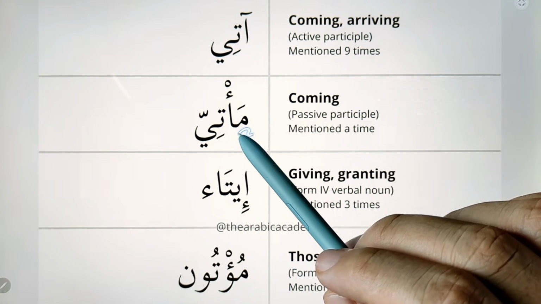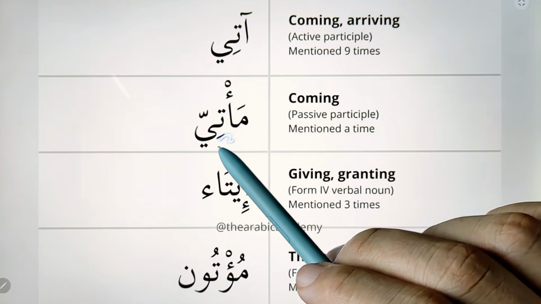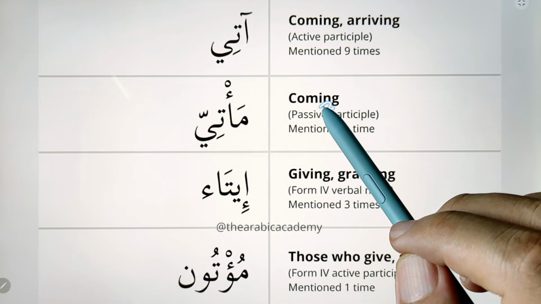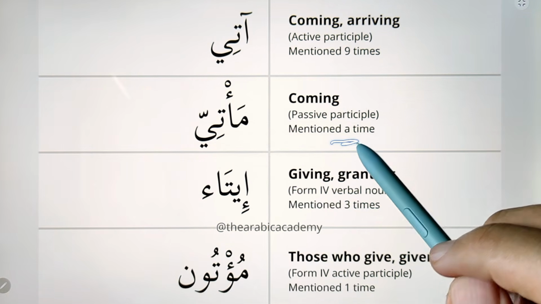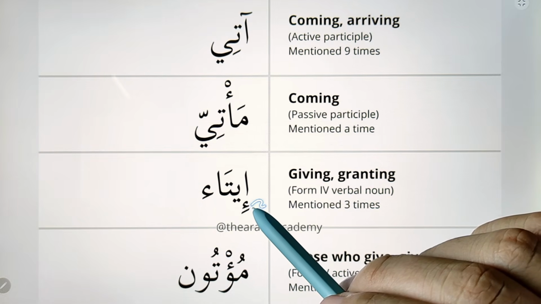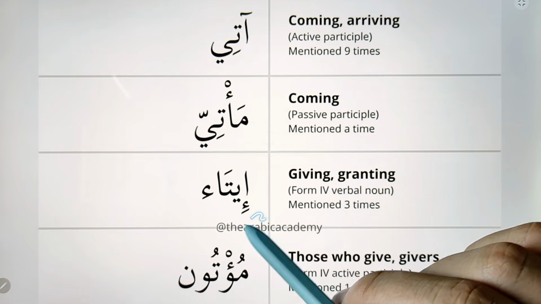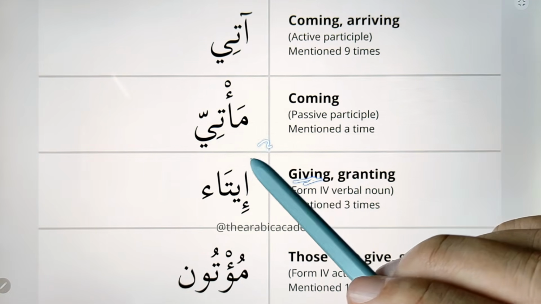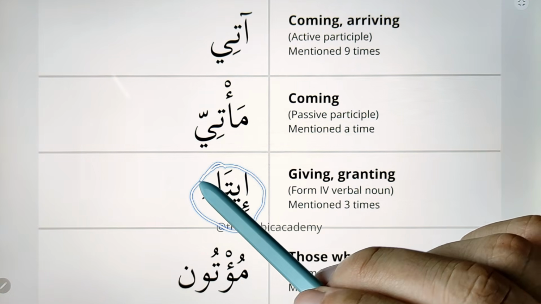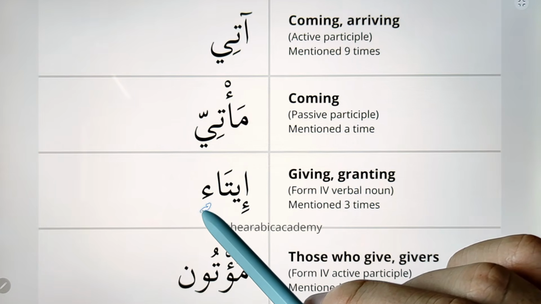Next word is ma'ti. Ma'ti also means coming. This word comes only one time in the Quran. Next word is ita. Ita means giving. This word often comes with zakah, so giving zakah.